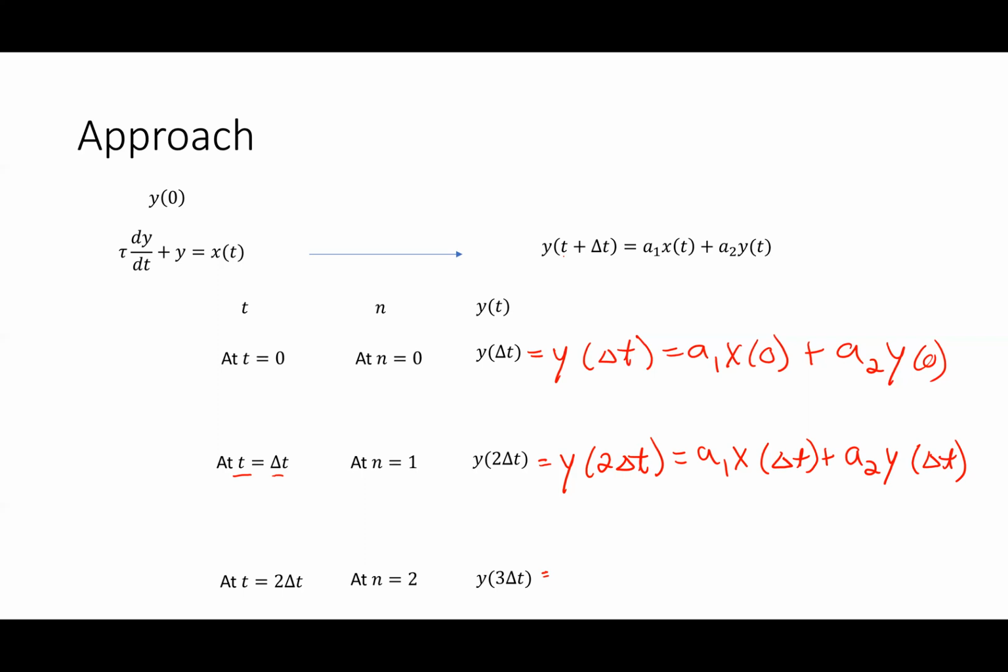At 3 delta t, what am I getting? What do I get at 3 delta t? It's going to be A1 times what?